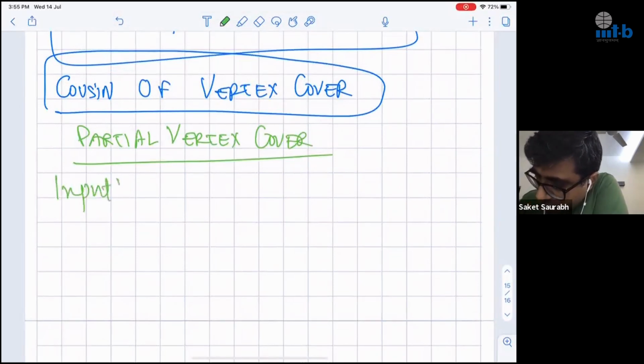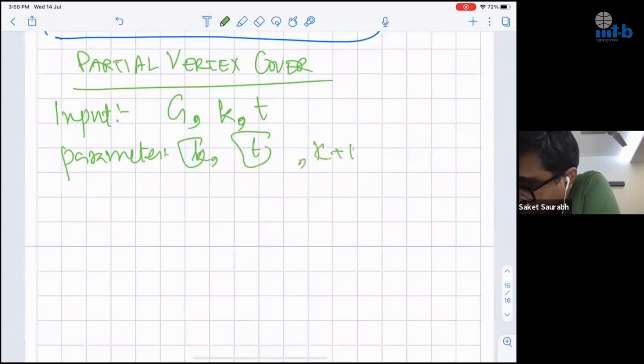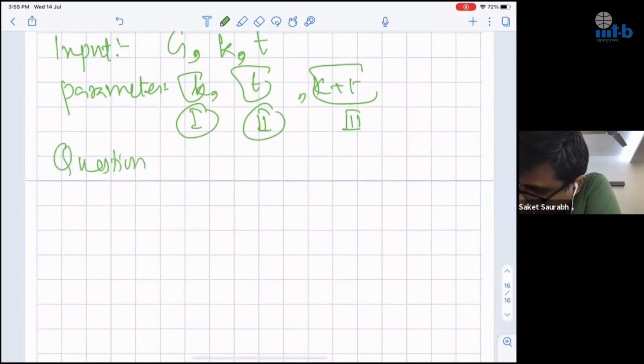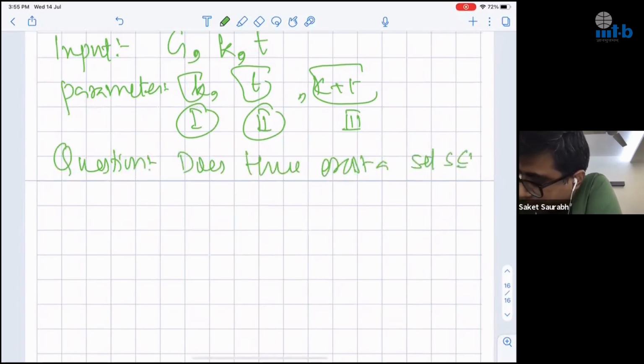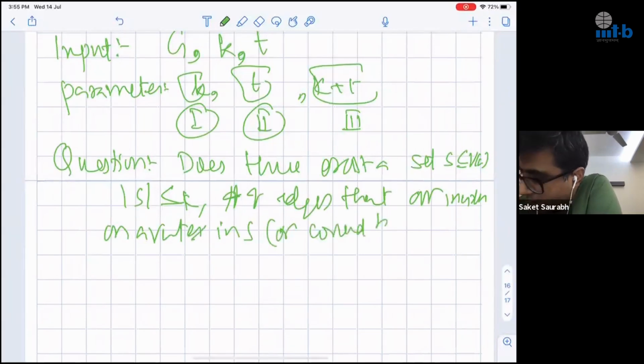My parameter could be either k, or t, or k plus t. These are my 3 potential parameters. But the question is: does there exist a set S, a subset of the vertex set of G? First of all, the cardinality of S should be at most k. And the number of edges that are incident on a vertex in S, or also called covered by S, is at least t.